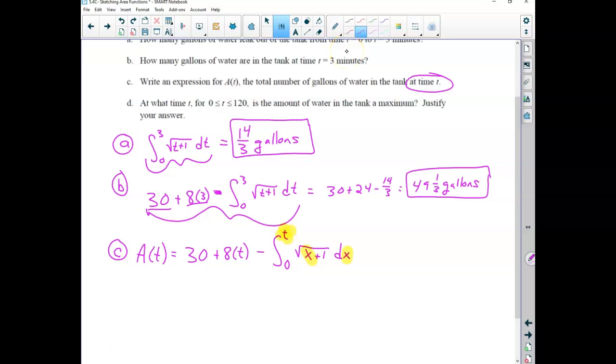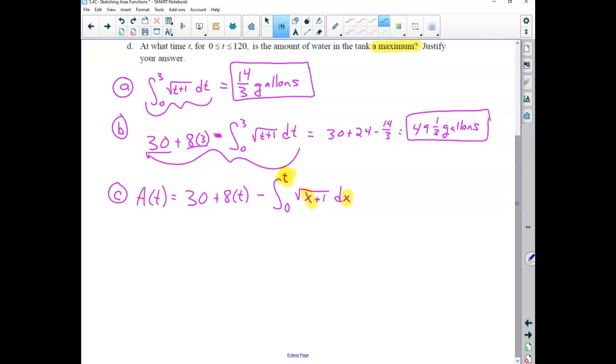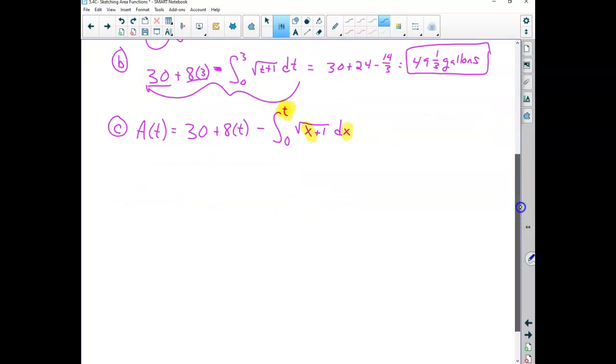At what time t between 0 to 120 minutes is the amount of water in the tank a maximum? Justify your answer. What do they want us to find? They want us to find a maximum. How did we find those? We found those for quite a while, didn't we? And then all of a sudden we got rid of them. Maximums happen when what? A, B, C, D. Maximums happen when the derivative equals what? When the derivative equals 0.